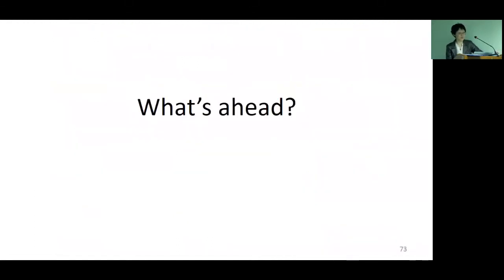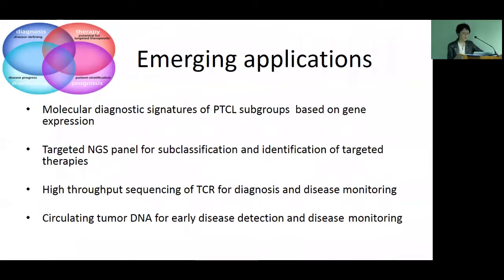So what's going to be ahead of us? Emerging technical applications, again, molecular diagnostic signatures of PTCL subgroups based on gene expression, because we can't do this by eye or even by immunohistochemistry. Targeted NGS panels for subclassification and identification of targeted therapies are going to become more and more relevant. High throughput sequencing of T-cell receptor, which is very highly sensitive for detecting and identifying clones, might be useful for establishing diagnoses integrated with the rest of our pathologic evaluation and for disease monitoring.